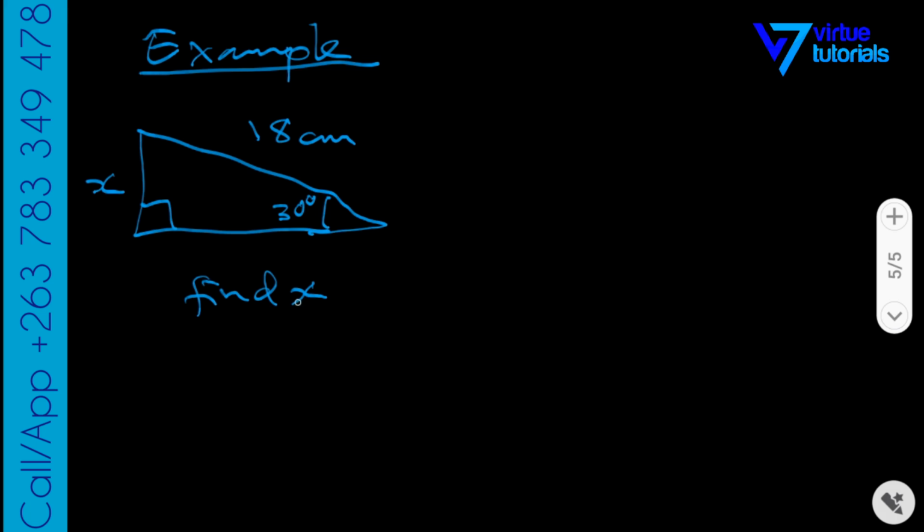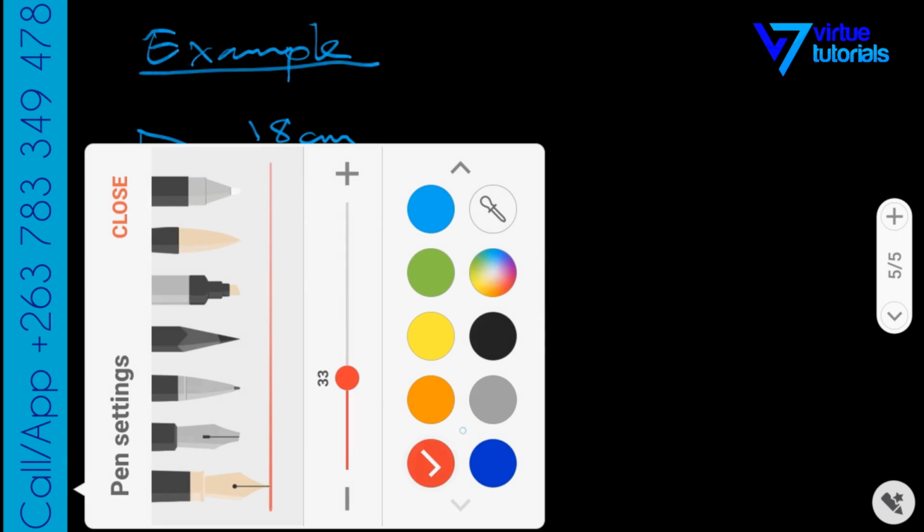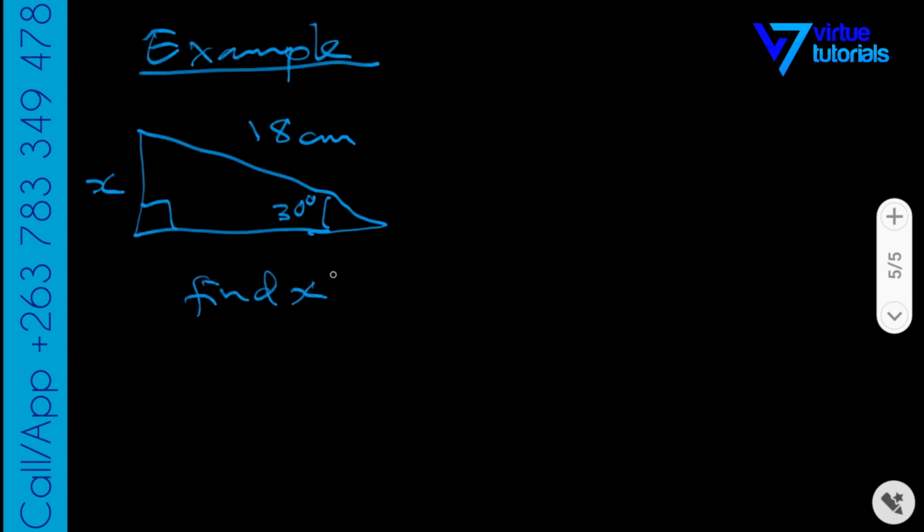Okay, so the first thing you want to do is to identify the sides, right? In other words, you want to name the sides: the opposite, the adjacent, and the hypotenuse. The longest side is 18. It's opposite the 90-degree angle, so this is the hypotenuse.